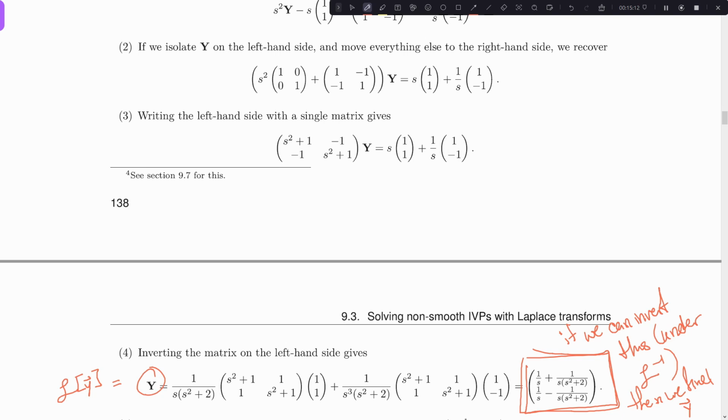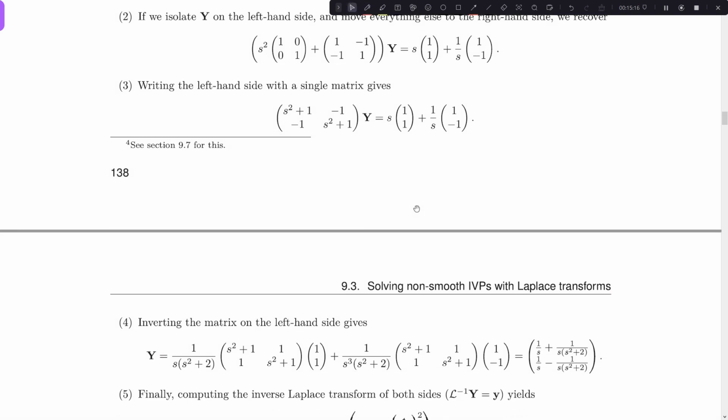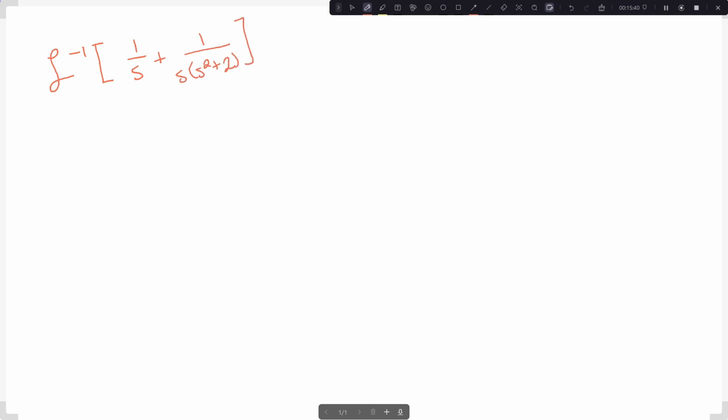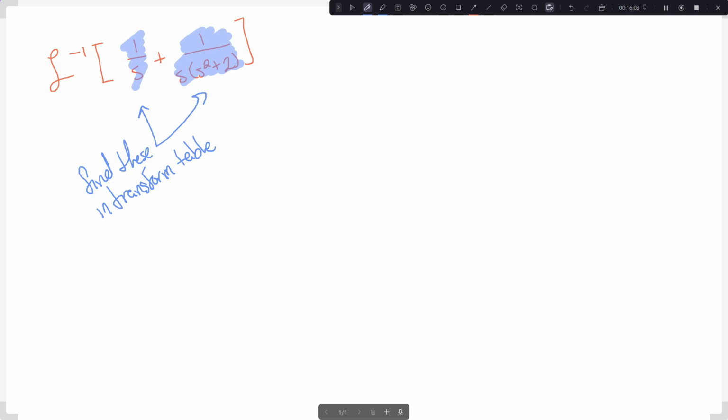So let's go through some work to figure out how to invert that. I might have just given the inverse there, so I won't talk about that yet. Let's talk about how to actually invert these. Maybe I'll head over to the whiteboard for that. Let's compute L inverse of my first term, which is 1 over s plus 1 over s squared plus 2. I want to find this and this in my Laplace transform table. So hopefully I can find 1 over s, and hopefully I can find 1 over s times s squared plus 2 in the transform table.